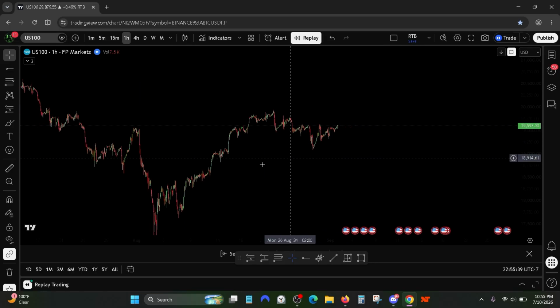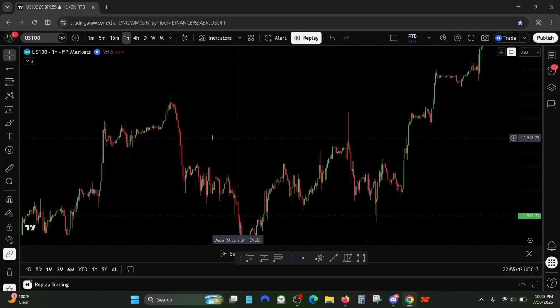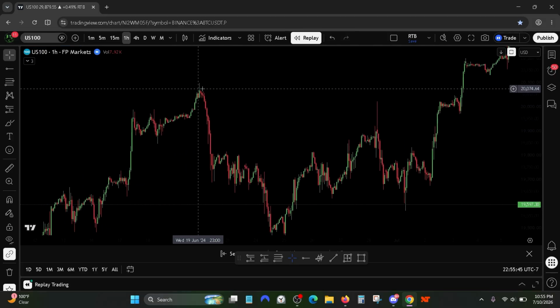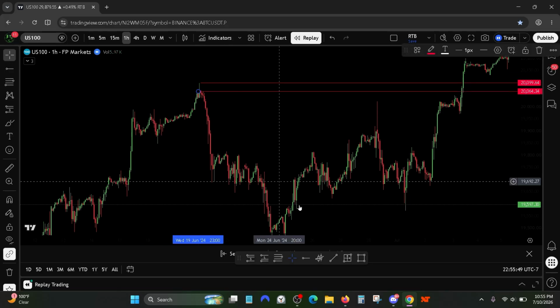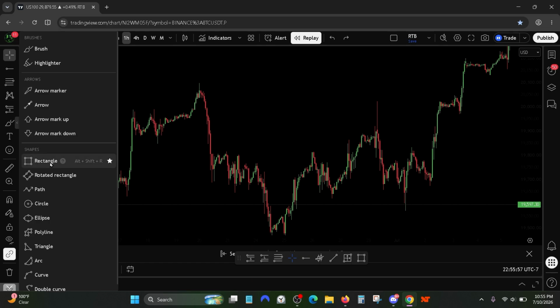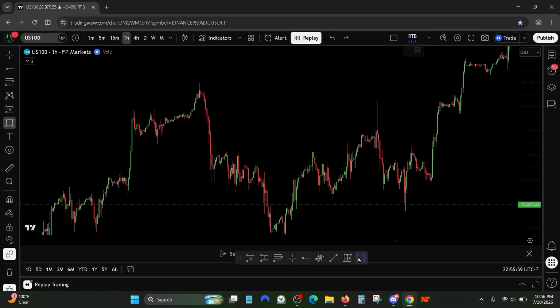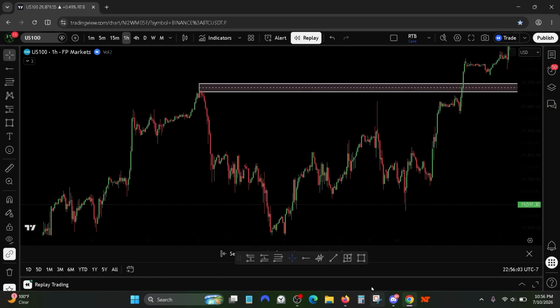How do I take part of this? I want to get involved. Well, this is how you do it. So you see these areas right here. This is the top of the wick, and here is the body. What I do is, you can see where this drawing tool is here. They have the rectangle area. I have it as a favorite right here. I click and I draw right there like that.